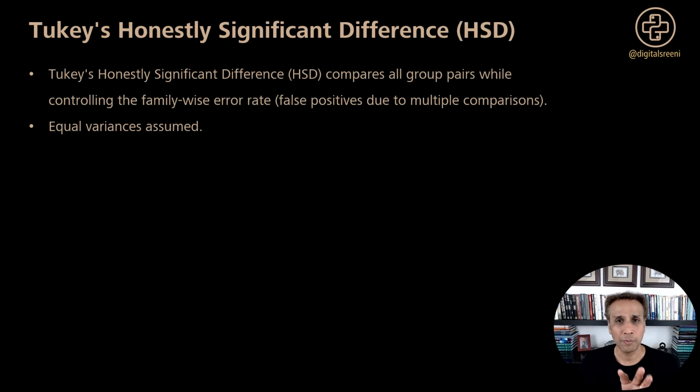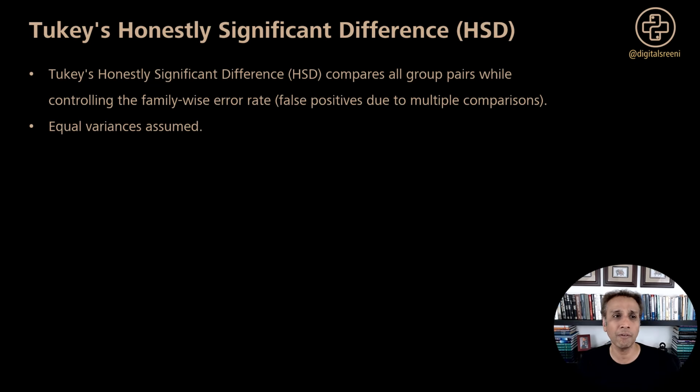And there are 2 types of tests that I'm going to talk about. Tukey's honestly significant difference, HSD test, compares all group pairs while controlling the family-wise error rate, the false positive rate due to multiple comparisons that I talked about earlier. And of course, the assumption here is that equal variances are assumed.